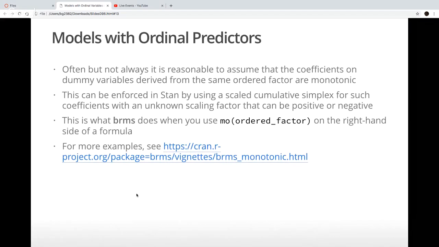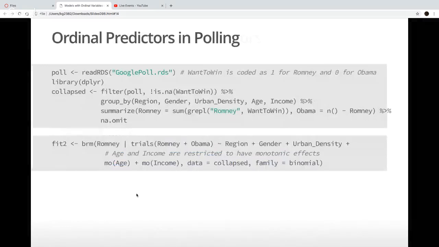There's more in the reading and there's more in the vignette for these monotonic effects in the brms package. So we're going to use the data set that we've seen before on preferences for president in the 2012 election between Obama and Mitt Romney. We get this data, it's on Canvas. Again, it's coded 1 for Romney and 0 for Obama.